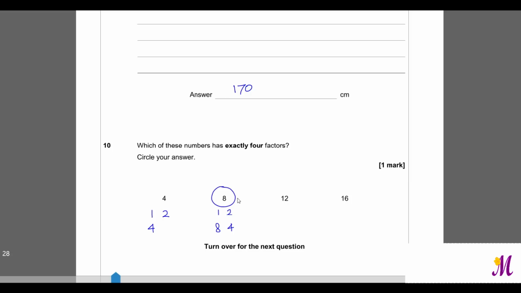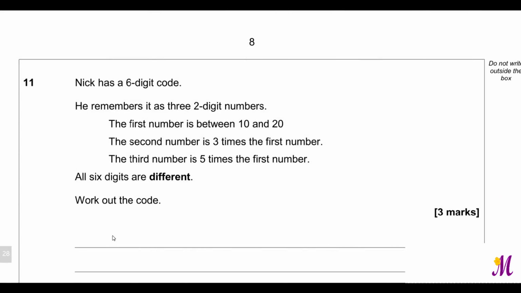Now let's carry on. Question 11. Nick has a 6-digit code. He remembers it as 3 2-digit numbers. The first number is between 10 and 20. The second number is 3 times the first number. And then the third number is 5 times the first number. All 6 digits are different. So we have to work out the code. It's 6 digits, so if I make it into boxes, 1, 2, 3, 4, 5, 6. And he remembers it as 3 numbers of 2 digits.